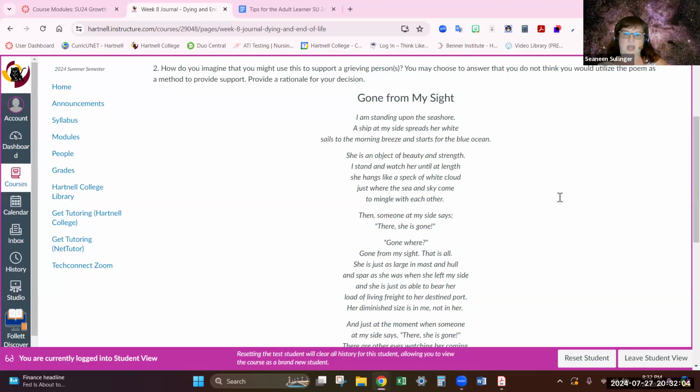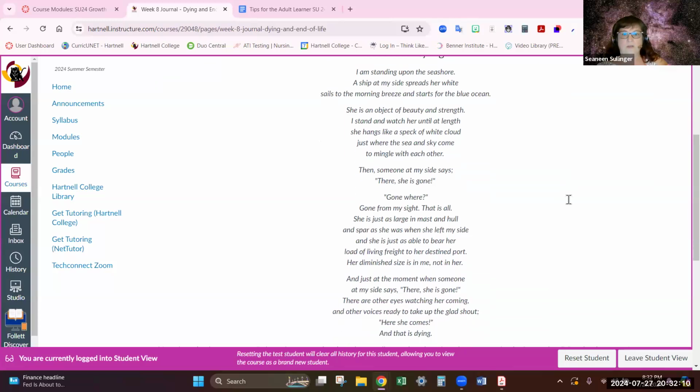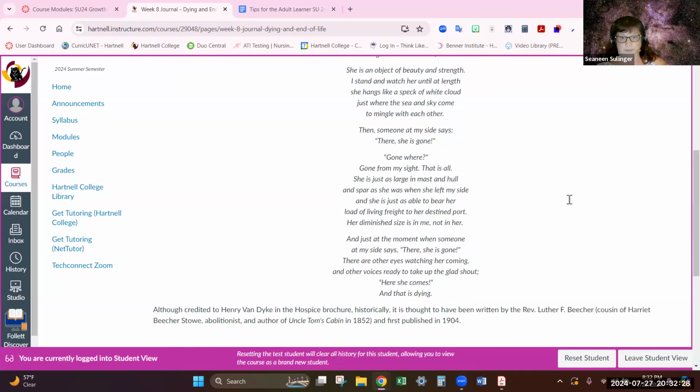Then someone at my side says, "There, she's gone." Gone where? Gone from my sight. That is all. She is just as large in mast and hull and spar as she was when she left my side, and she is just as able to bear her load of living freight to her destined port. Her diminished size is in me, not in her.